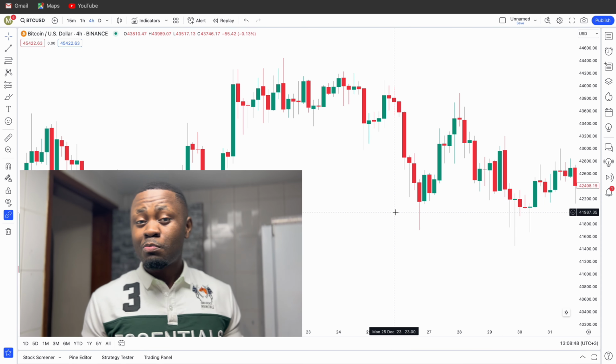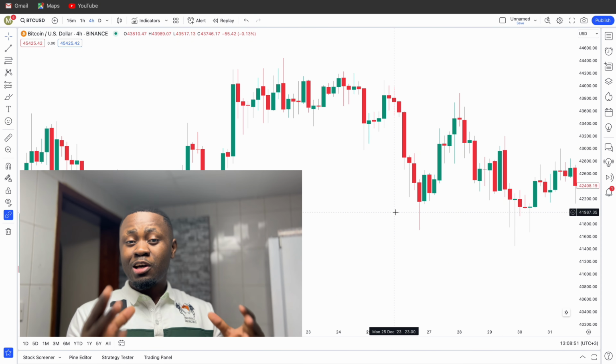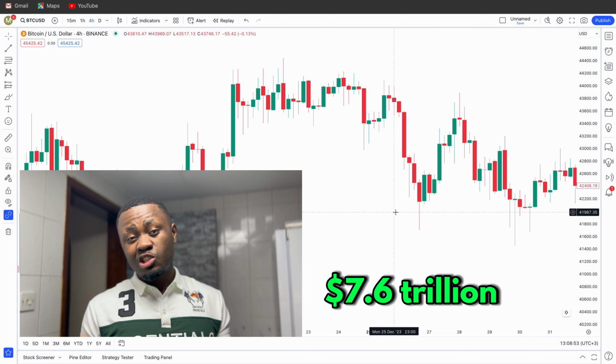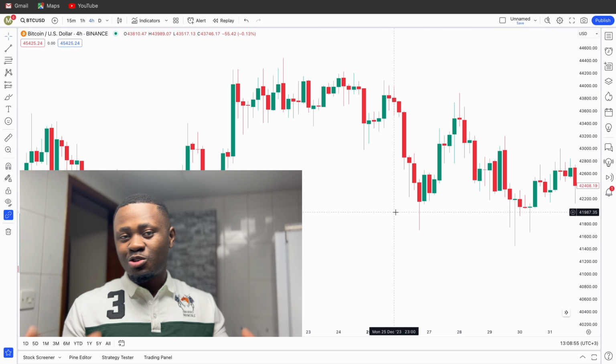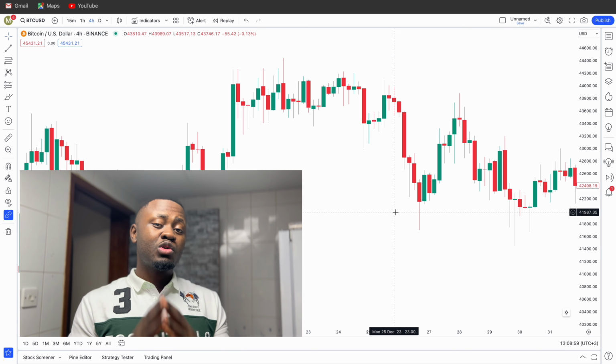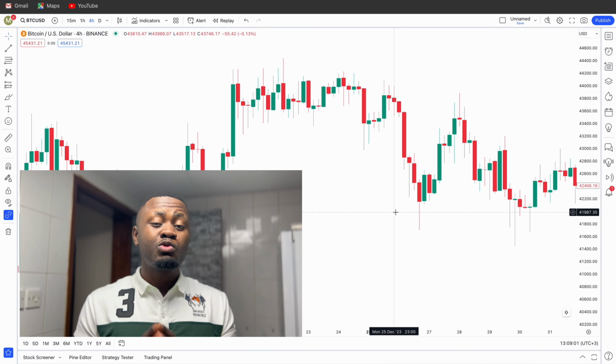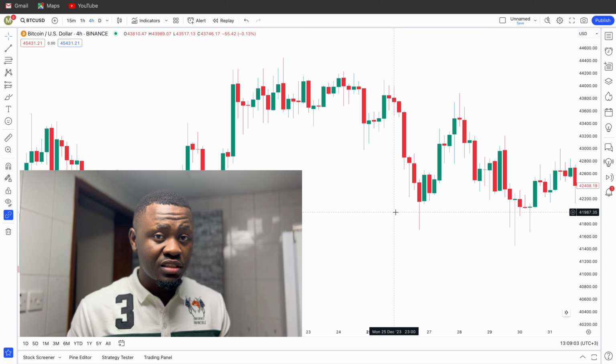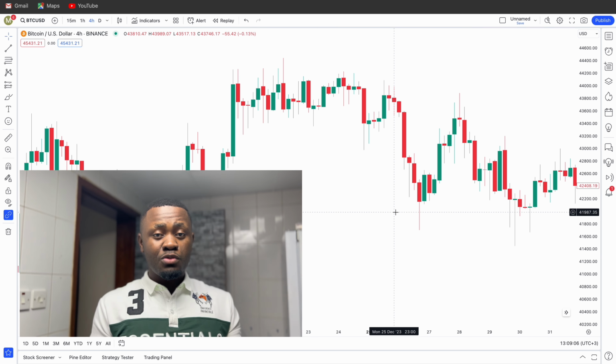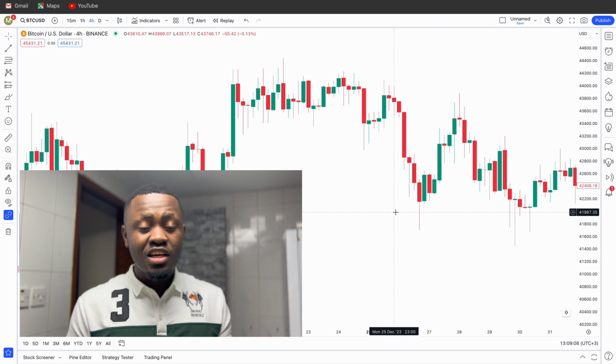Traders, have you ever wondered how banks trade in the forex market? By now you should know that we have a volume of $7.6 trillion being traded every single day in the forex market. Yes, and most of the time, banks look for what we call liquidity. Banks want to trade in the forex market, they look out for liquidity. And in today's video, I'm going to show you how you can find liquidity and take trades from the forex market.